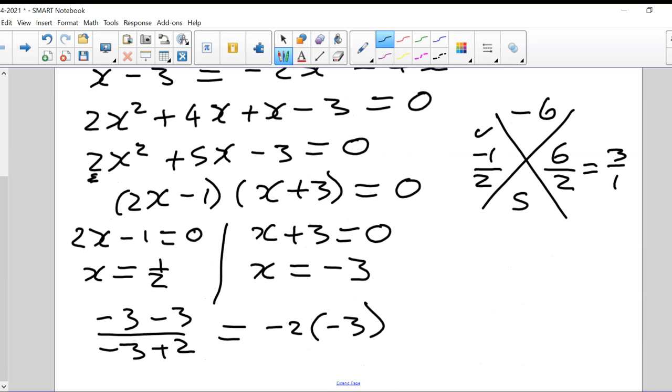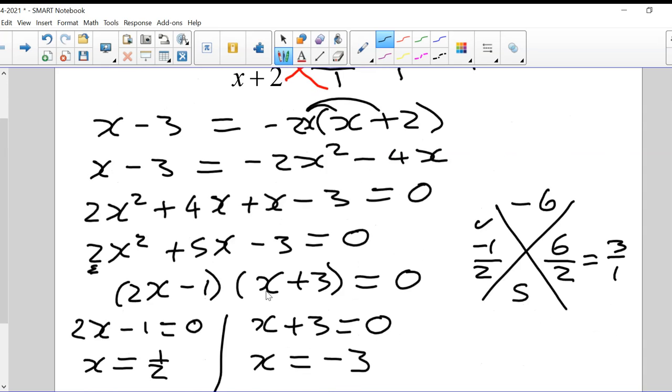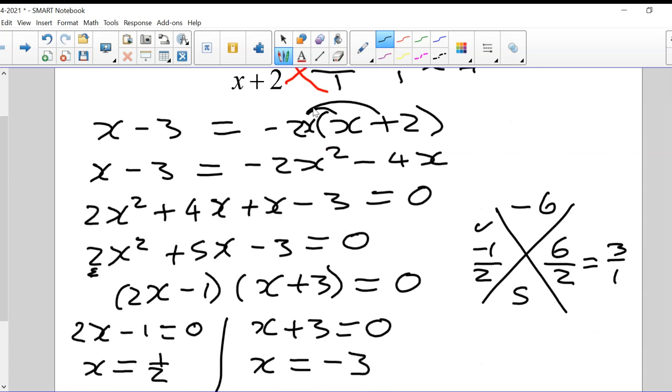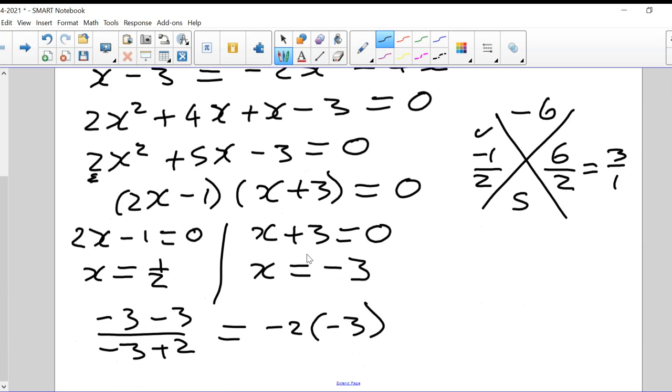If we are right, that should work. Of course, both should work. Half should work as well. I'm only going to do the easier one, which is the minus 3. So minus 3 minus 3, this was x minus 3. So minus 3 minus 3 over minus 3 plus 2 equals minus 2 times minus 3. Where I saw x, I put that in. Is left side equal to right side?